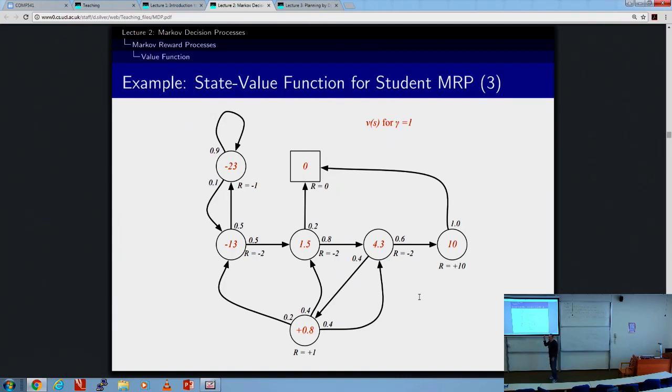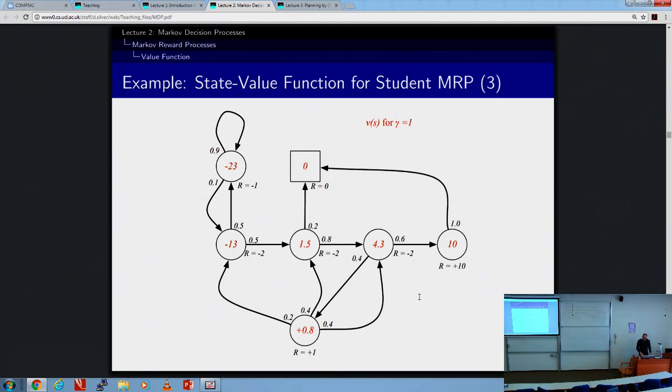But you can basically check all the other bubbles and see that every bubble is roughly equal to the immediate reward plus all the probabilities times the neighbor bubbles of the outgoing edges. Okay? Any questions about the Bellman equation? Except how to solve it. That's what I'm going to talk about next.